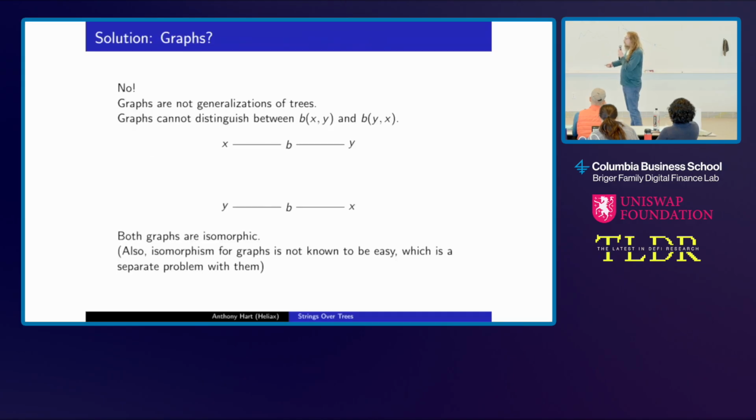So what's the solution? Is it graphs? The answer is no, because graphs are not a generalization of trees. Graphs cannot distinguish between bxy and byx. Those two graphs are isomorphic. Also, graphs have an additional problem that isomorphism is not known to be efficient for graphs.